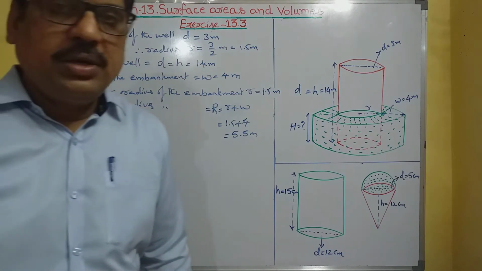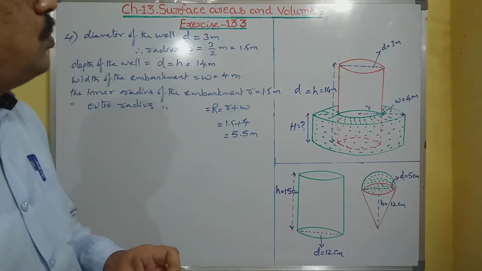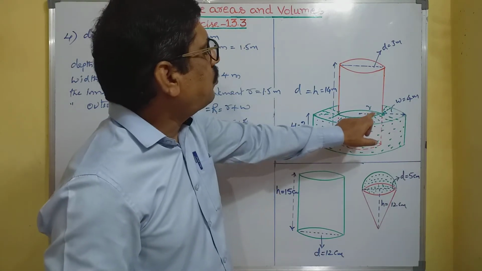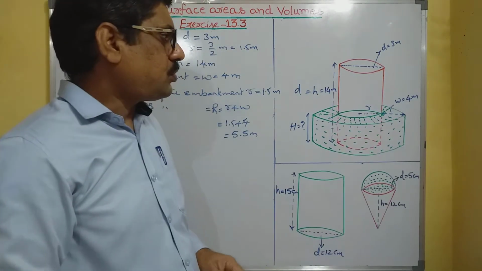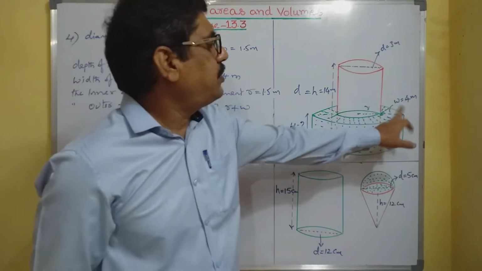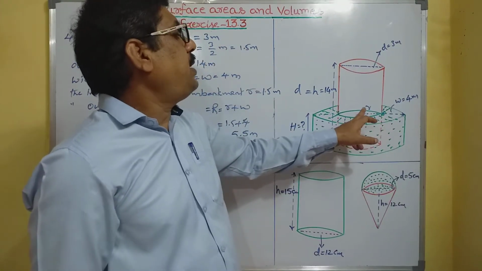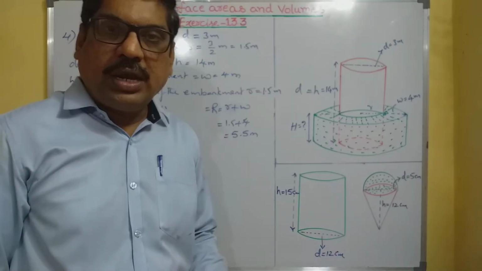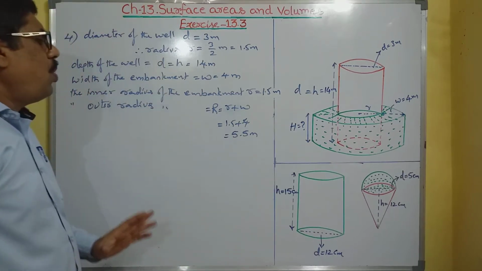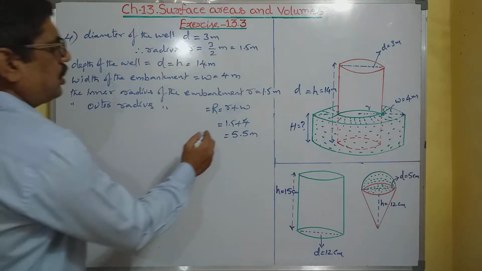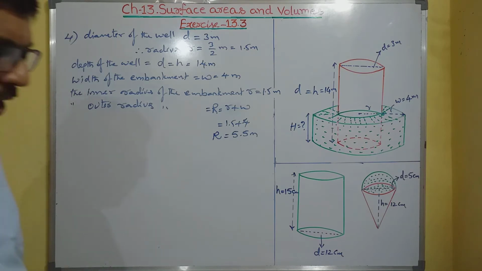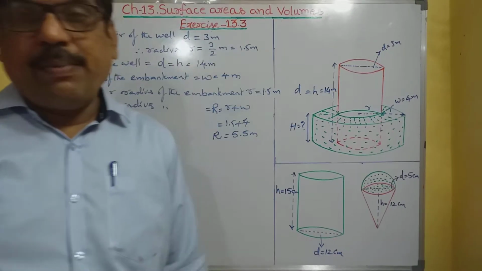Did you understand? If you observe the green color portion carefully, you can see the small r and capital R. Smaller means the inner radius of the embankment, capital R means the outer radius. We get it by adding the inner radius and the width of the embankment. Now we have all the dimensions of the well and the embankment. Now we need to find the height of the embankment.